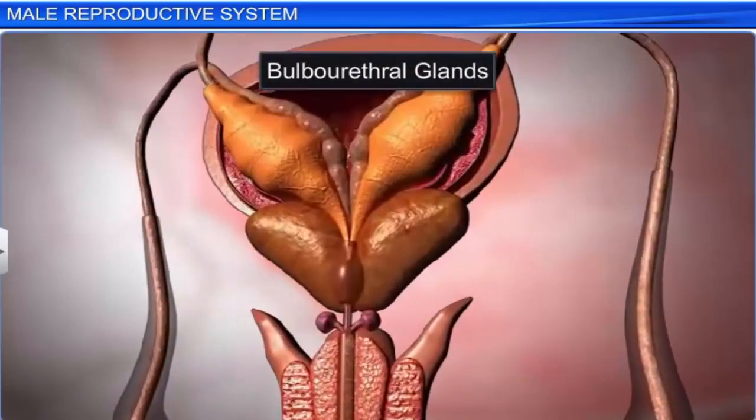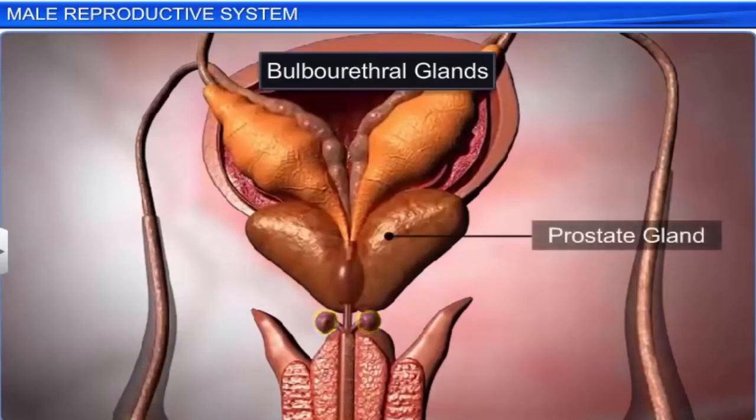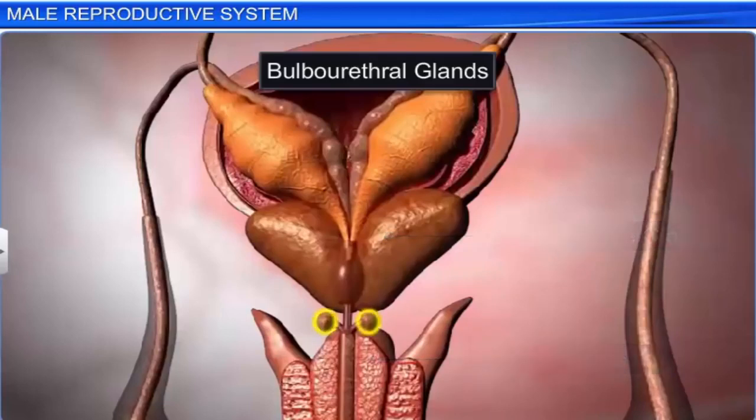The bulbourethral glands or Cowper's glands are pea-sized structures lying posterior to the prostate gland and at the base of the penis. Their secretions help in the lubrication of the penis.